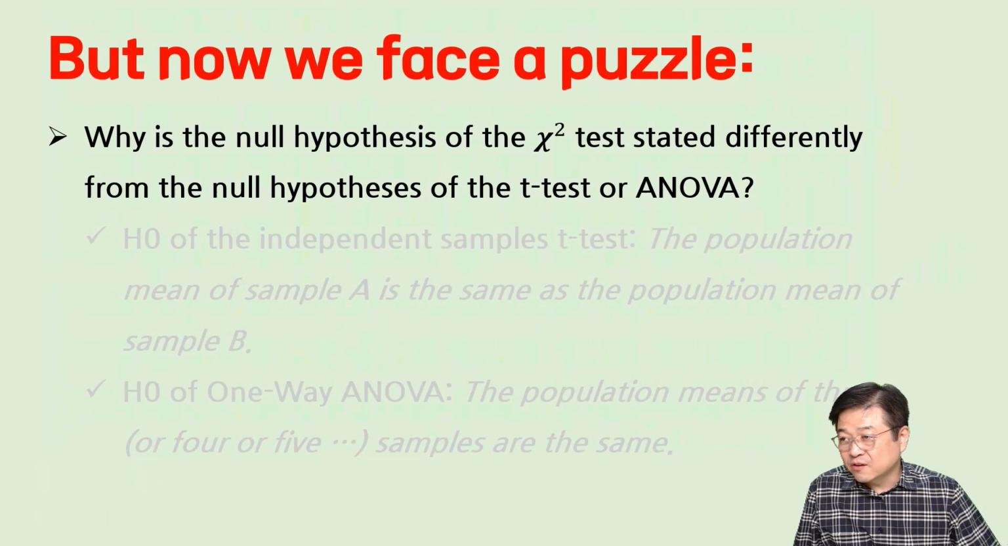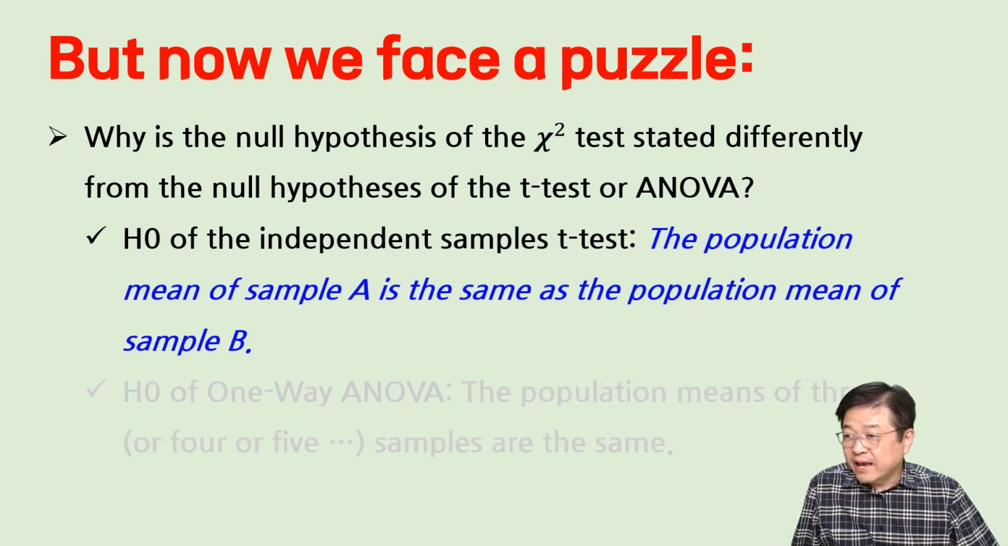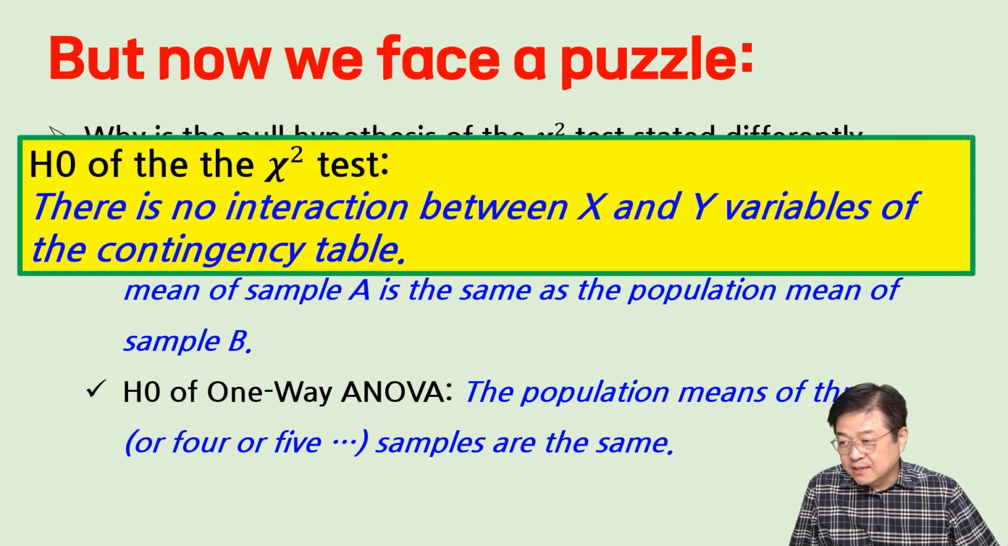Why is the null hypothesis of the chi-square test stated differently from the null hypothesis of the t-test or ANOVA? As you know, the null hypothesis, or simply H0, of the independent samples t-test is stated such that the population mean of sample A is the same as the population mean of sample B. Likewise, the null hypothesis of one-way ANOVA is stated such that the population means of 3, 4, 5 or more than 5 samples are the same. On the other hand, the null hypothesis of the chi-square test is stated such that there is no interaction between x and y variables of the contingency table. Strange and wacky, isn't it?